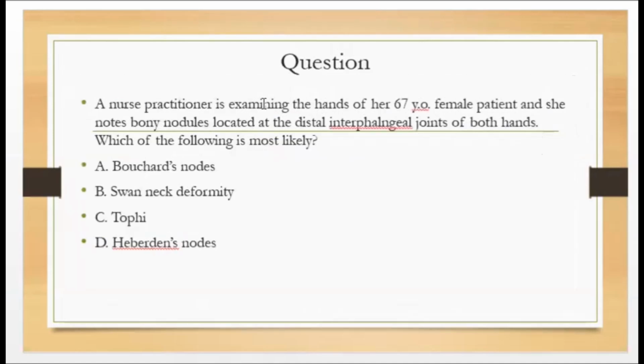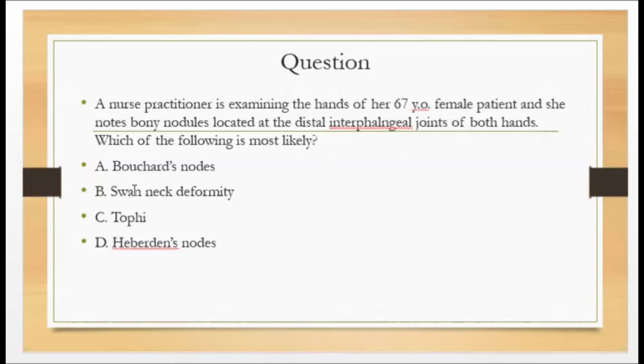A nurse practitioner is examining the hands of a 67-year-old female patient and notes bony nodules located at the distal interphalangeal joints. So where is the distal? The distal is away. So remember, they want you to say what this is. So distal is away. Which of these is that?